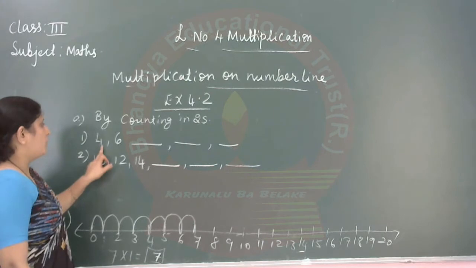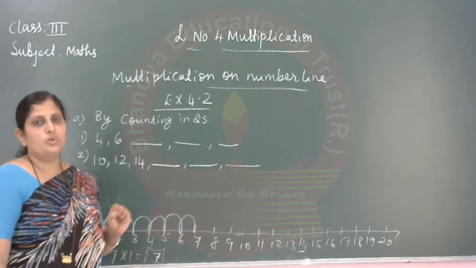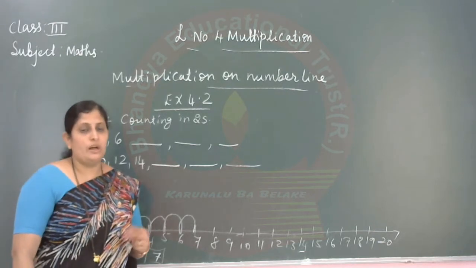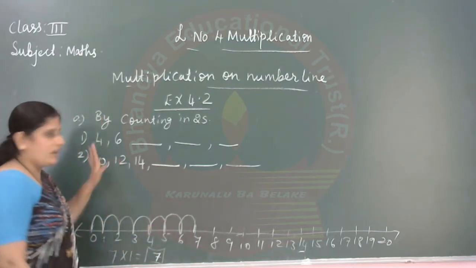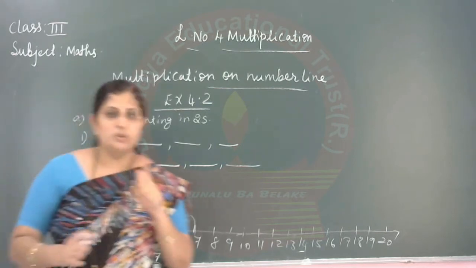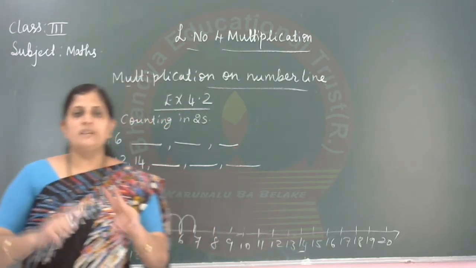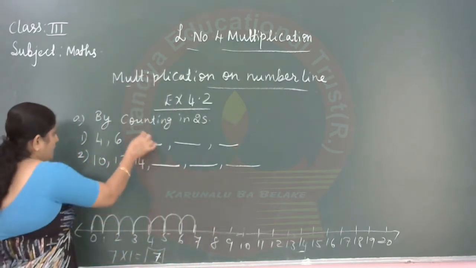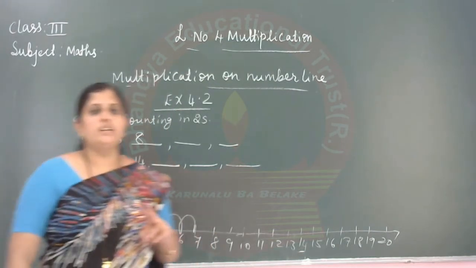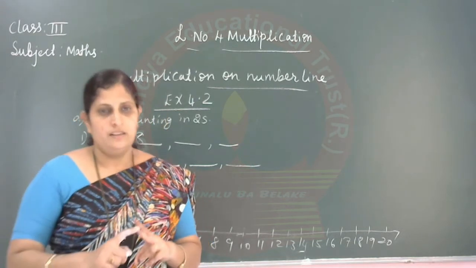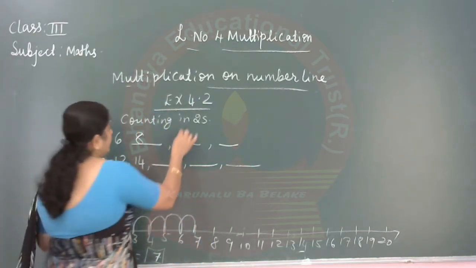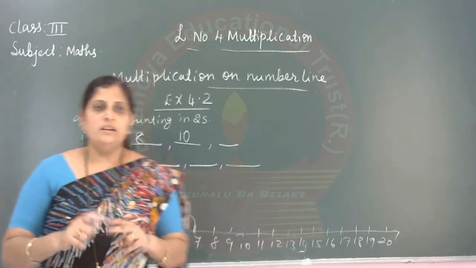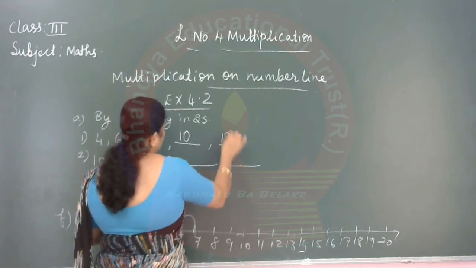Now here, see, 4, 6, counting in twos. We have to count 2 steps forward. 4, after that 5, 6. You have to count 2. Correct? Again, 6, after 2 steps you have to count: 7, 8. So here 8. Again 8, after that 9, 10. Correct? So here 10. 10, after again 2 steps: 11, 12. So here 12.